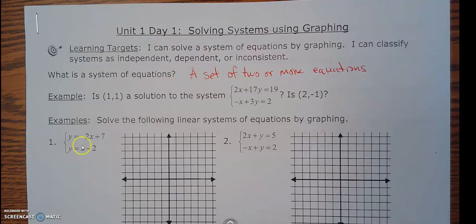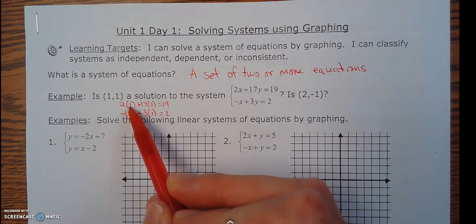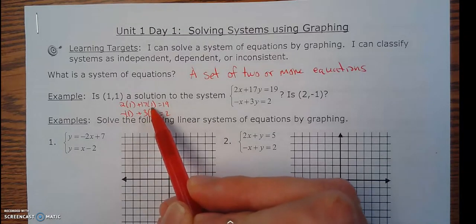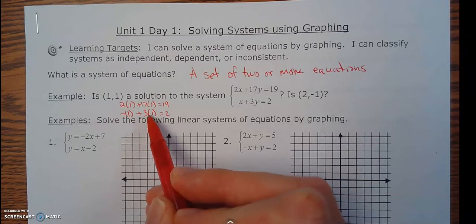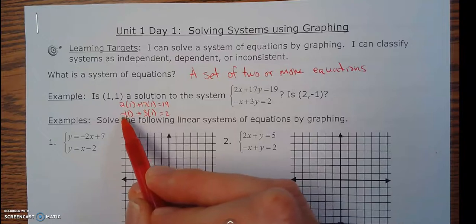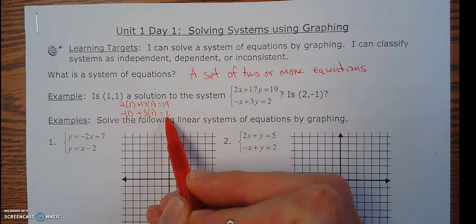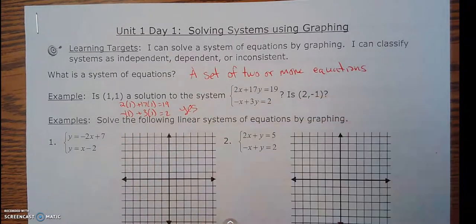Well, the easiest way to figure that out is to plug it in. So if you want to pause here, you can plug in 1 for the x's and plug in 1 for the y's. See if the top equals 19 and the bottom equals 2. So here I plug this in. 2 times 1 is 2. 17 times 1 is 17. 2 plus 17 is 19. Okay? And then on the bottom, 3 times 1 is 3, and then plus negative 1 would equal 2, so that one is a yes.